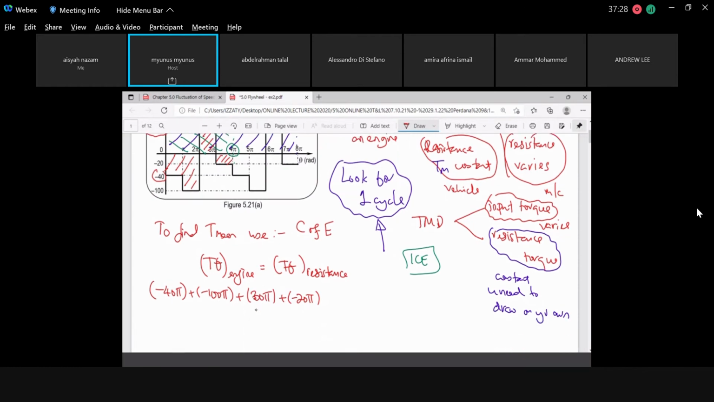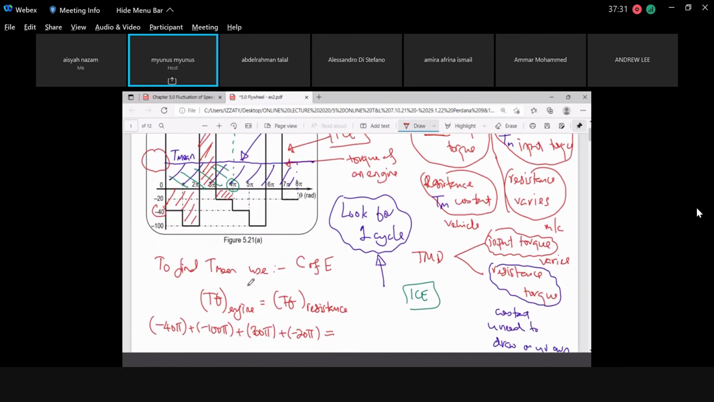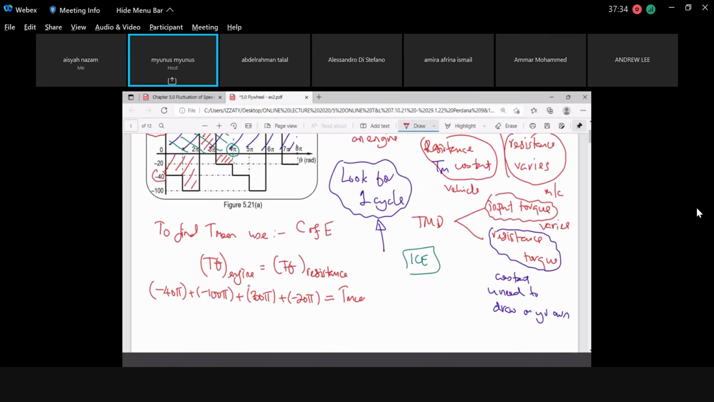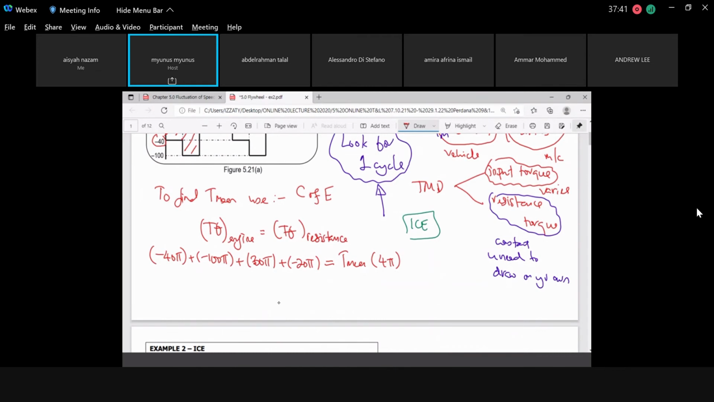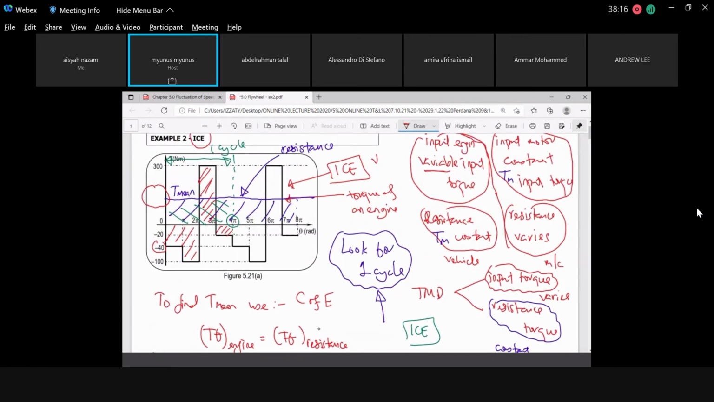This equals the graph represented by the green line, which is T mean, we do not know what T mean is, multiplied by 4 pi. It's not very difficult, isn't it? So you add up together: 40, 130, and another 20, you'll get 140 pi. This equals T mean times 4 pi. So you simplify, and that will give you T mean is equal to 35 Newton. You put it here, now it's 35.